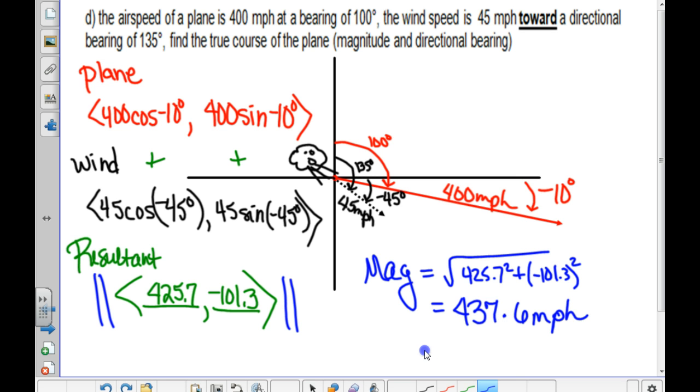Okay, that doesn't seem so bad, right? Okay, now what? Okay, magnitude's worth a lot of points. Now we gotta find the directional bearing, and this is where it gets hairy. We gotta do inverse tangent. Shh, guys, please.